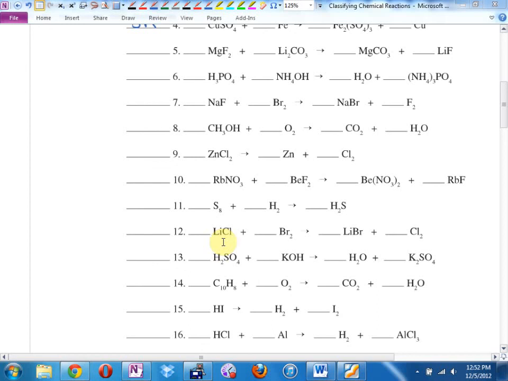Convince me. Is it 2 things plus 2 things on the left-hand side in my reactants? Yeah? Is the product 2 things plus 2 things? In my reactants, is it metal, non-metal plus metal, non-metal? Is my product metal, non-metal plus metal, non-metal? Yeah. Then they're going to swap. This is a double replacement.